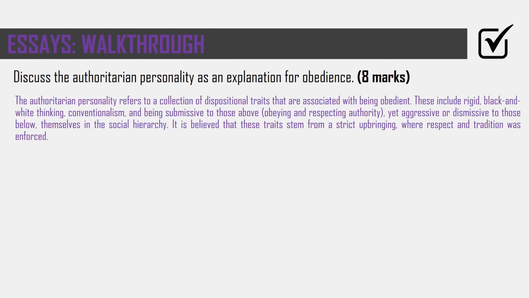So I'm starting off with the knowledge here. The authoritarian personality refers to a collection of dispositional traits that are associated with being obedient. These include rigid, black and white thinking, conventionalism, being submissive to those above, so obeying and respecting authority, yet aggressive or dismissive to those below themselves in the social hierarchy. It's believed that these traits stem from a strict upbringing, where respect and tradition was enforced.